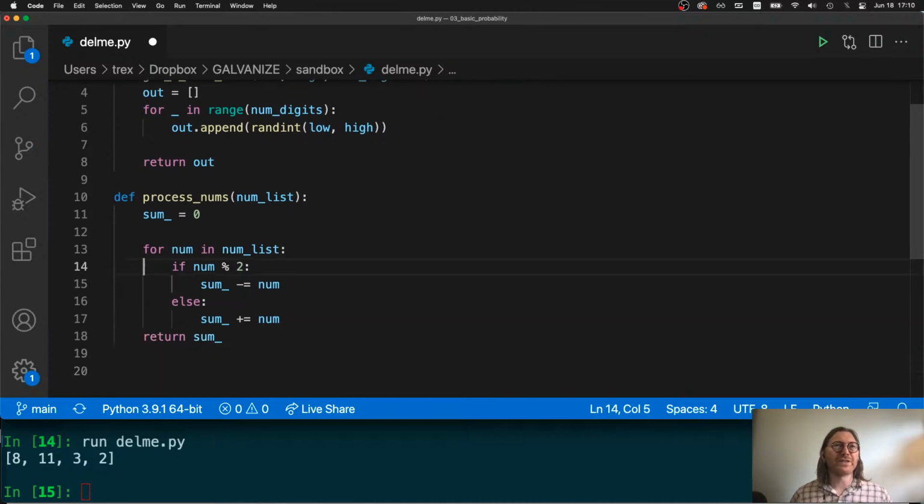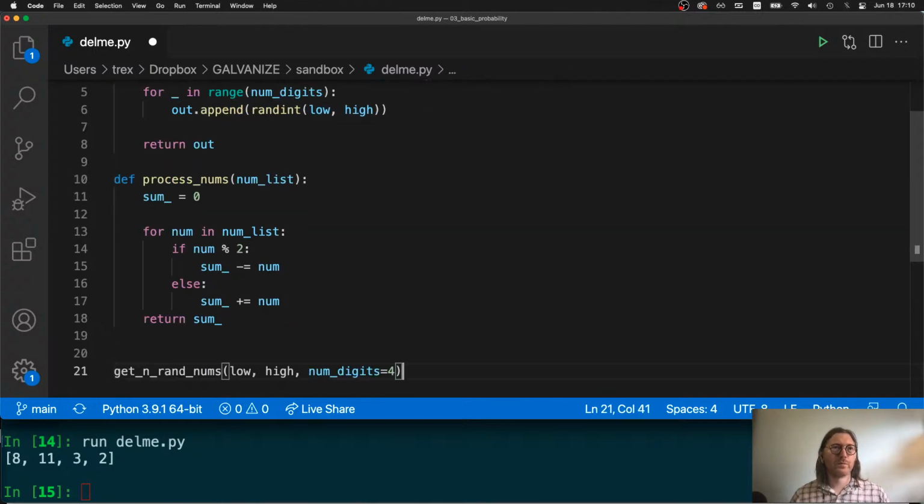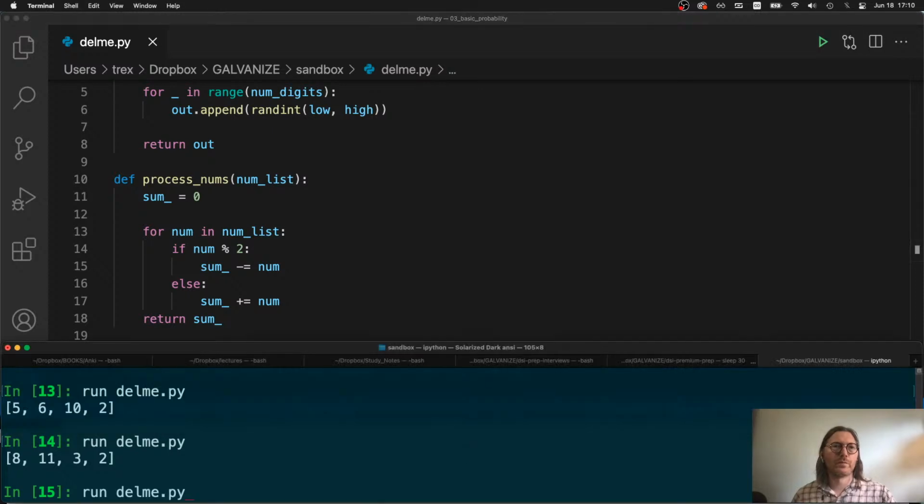Okay, so let's test that, and we'll process some nums. Process nums of that, where low is going to be, let's do 2 and 12, why not? And we'll print that result. So 2, negative 13, 8, negative 8, negative 10, negative 28, 19, 5, right?